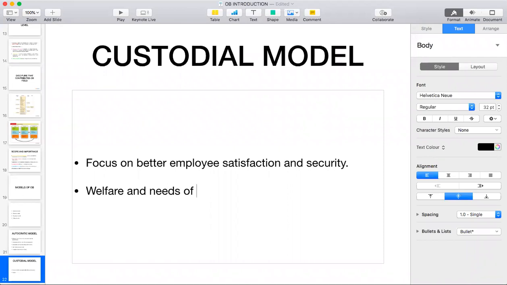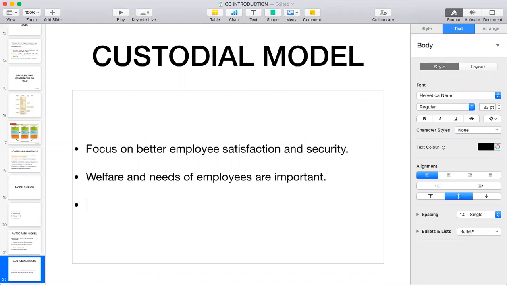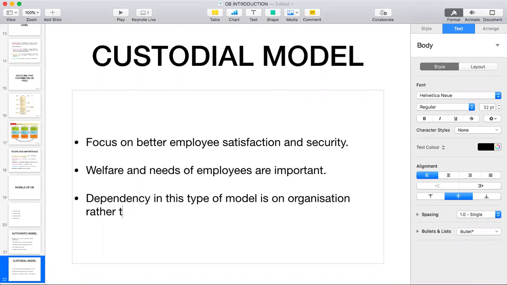Welfare and needs of employees are important, or it should be a priority in the company. And the dependency of employees in such a model, in simple language, is on the organization rather than on the boss. So that is again the difference between the previous model and the custodial model we have.